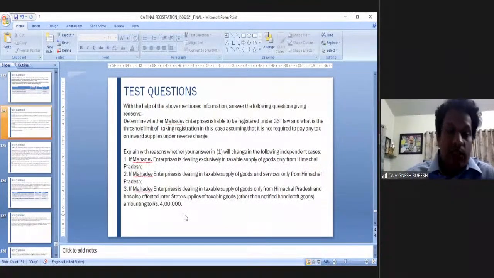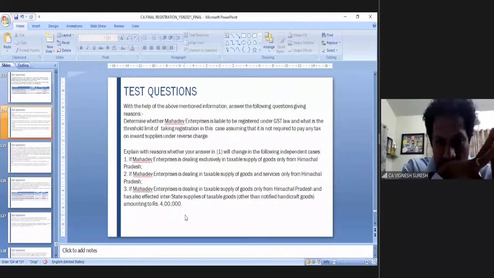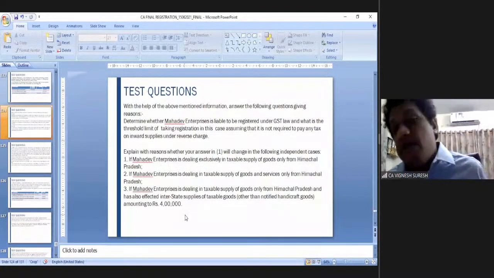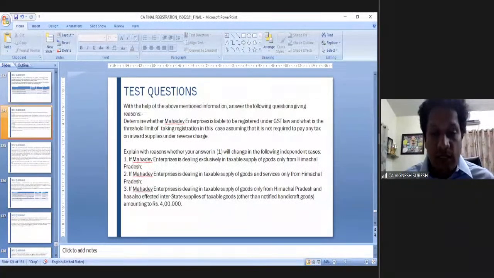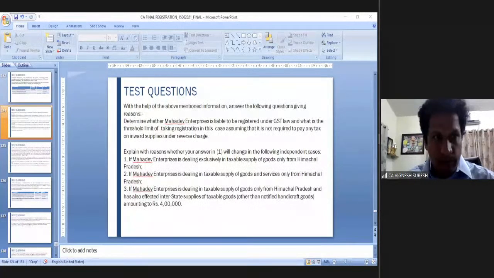Now, what about the answer to the third question? Request all of you to attempt this. If Mahadev Enterprises is dealing in taxable supply of goods only from Himachal Pradesh, now there is no services, there is only goods. But apart from that, he has also interstate supply of taxable goods other than notified handicraft goods, that is amounting to 4 lakhs. What is the situation for point number 3? Point number 3, waiting for your answers.